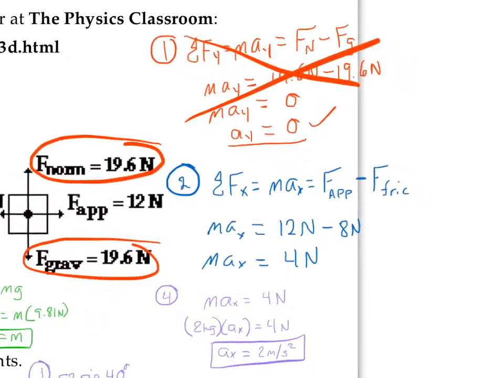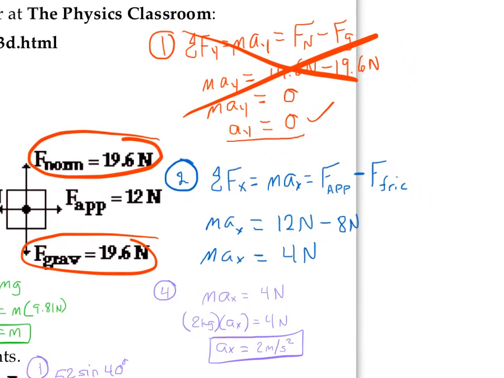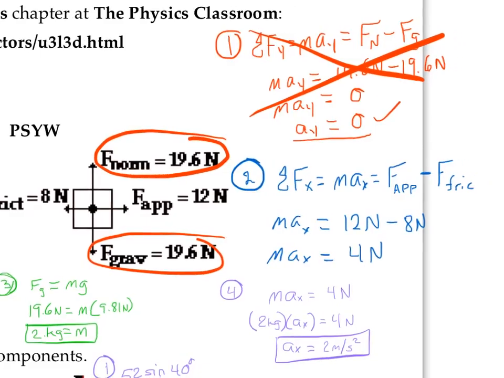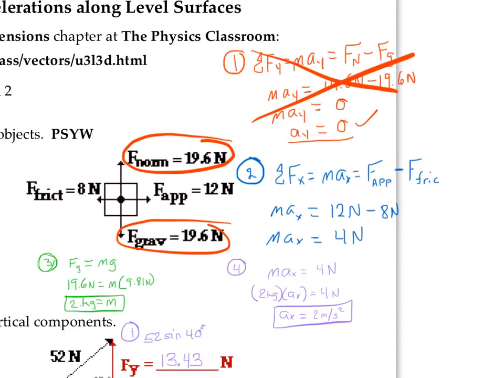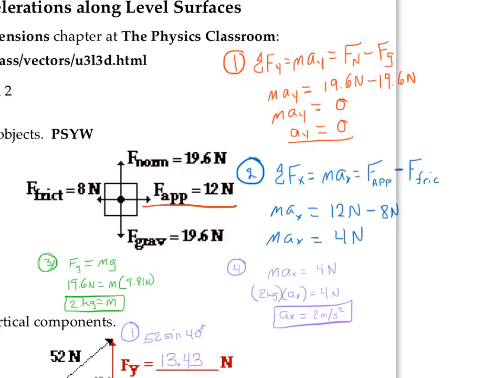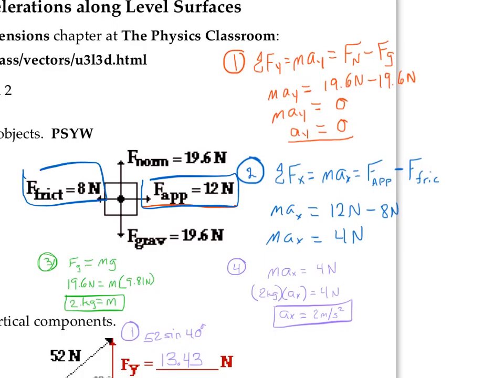If we look at the force in the x direction, the net force in the x direction is going to be equal to the two forces, which right now are just the force being applied and the force of friction. So the net force is simply equal to the force applied, which is 12 newtons, minus 8 newtons. And this is equal to the mass times acceleration in the x. So the mass times acceleration in the x is equal to 4 newtons.